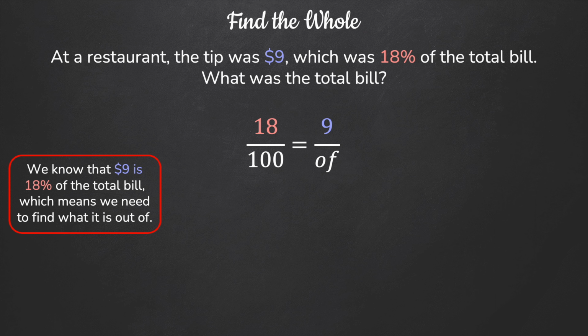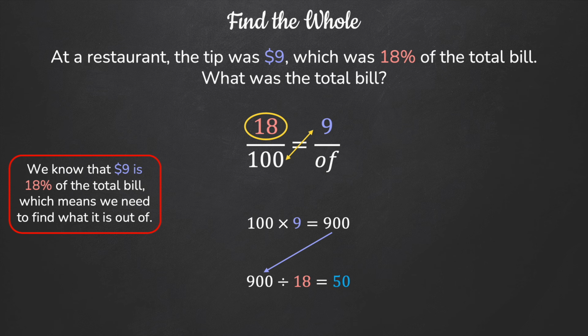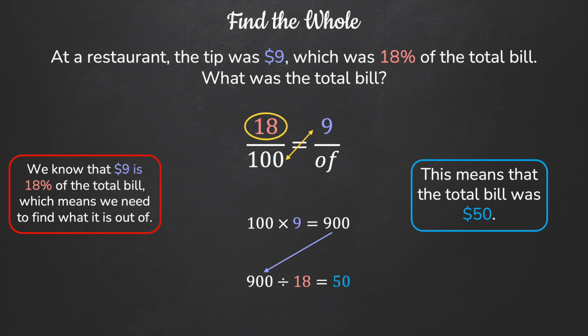So in order to solve for this, we're going to go ahead and cross multiply first. 100 times 9 is equal to 900. Then we're going to take 900 and divide that by the last value, which is 18, and that is equal to 50. So this means that the total bill was $50, and then the tip was $9.